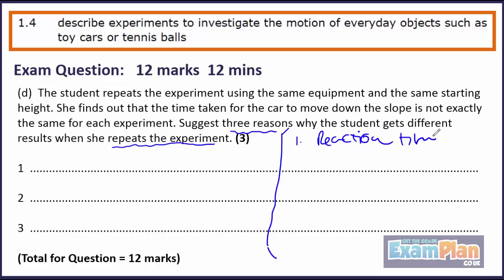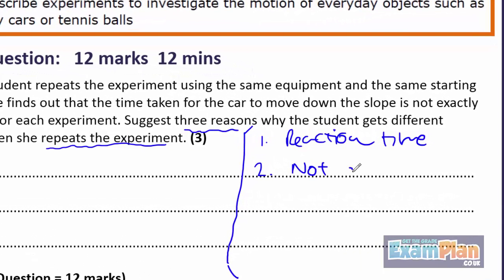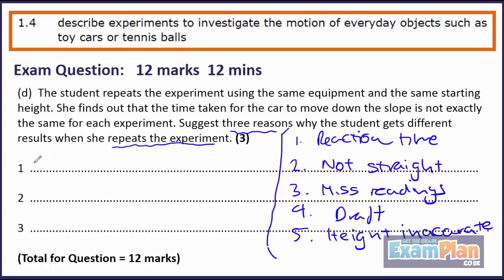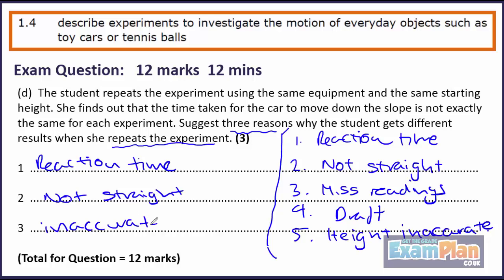1. The student's reaction time could vary. 2. The car might not always be travelling in a straight line. 3. She may have misread the time. 4. There may be a draft or a wind changing the amount of air resistance. 5. The measurement of the height might actually be inaccurate. When there are lots of options like this, it is best to pick those which have the most impact or is the most likely to have occurred. So let's go for 1. Changes in human reaction time, 2. The car not travelling in a straight line, and 3. The measurement of the height might be inaccurate.